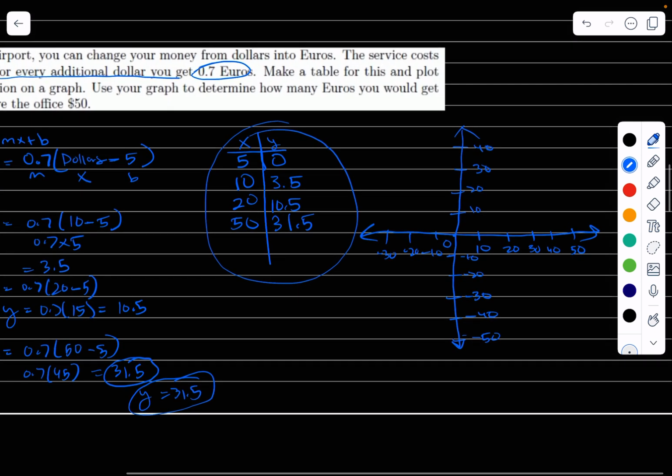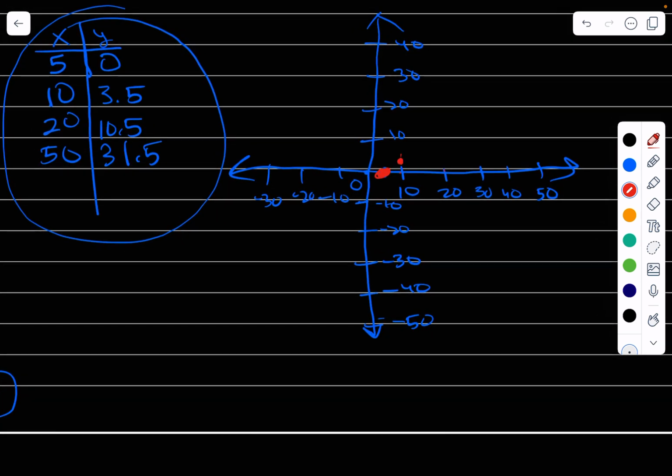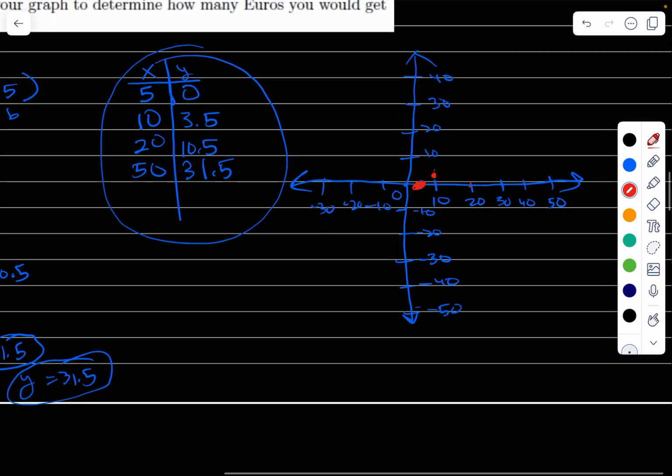So now let's start plotting the points. x equals 5, which is the middle of 0 and 10, is right here. And y equals 0, so y is already 0 and we don't need to move. Bam, that's our first point. Next, let me put this in red so you can see it better. x equals 10, it's right here, and 3.5, so roughly right here. Then 20 and 10.5. x equals 20 is about right there, and 10.5 is approximately right there.